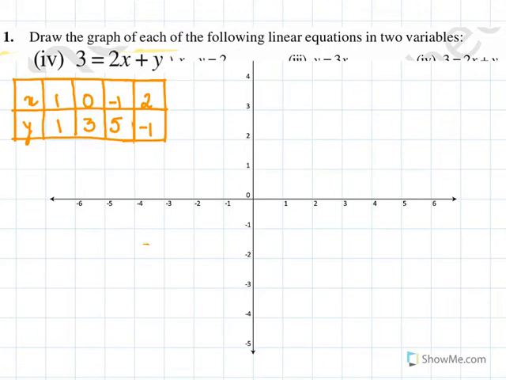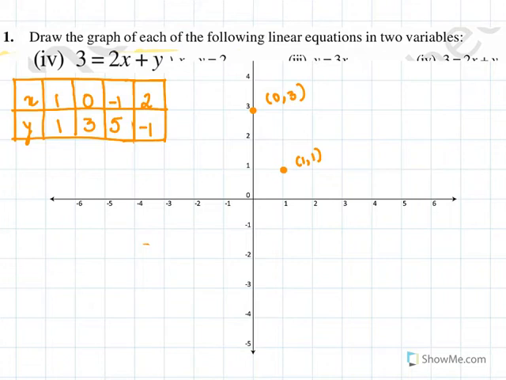So let's plot. The first point is 1, 1. So here will be 1, 1. Then 0, 3. x equal to 0, y equal to 3 will be on the y-axis, so it will be here. Then minus 1, 5. So x is minus 1 and y is 5. That's way beyond. It's not fitting in this graph.